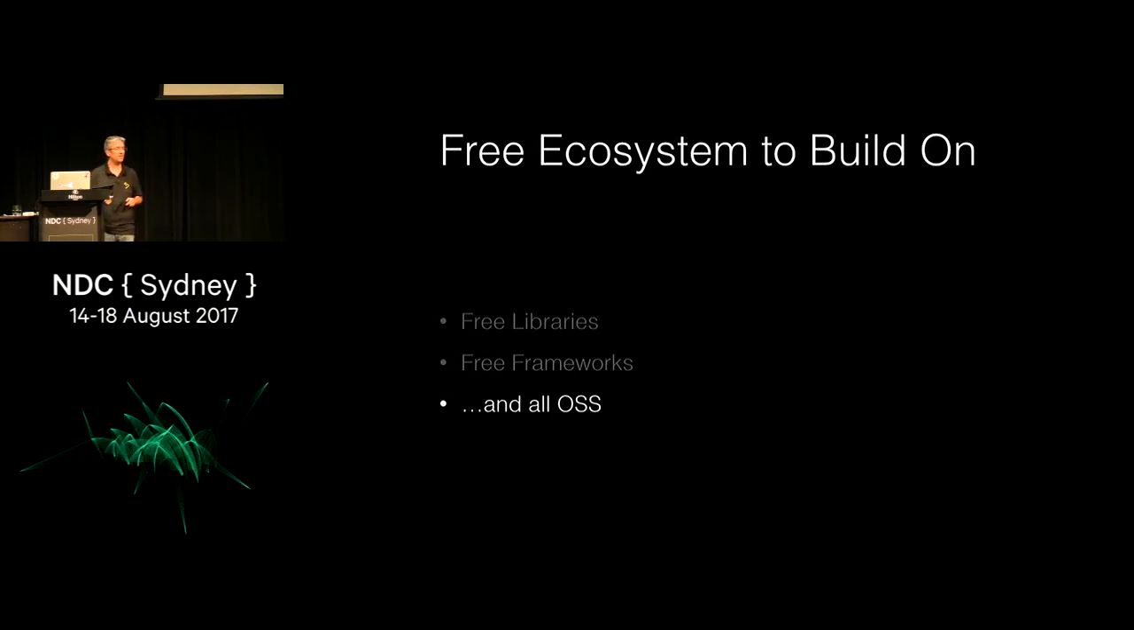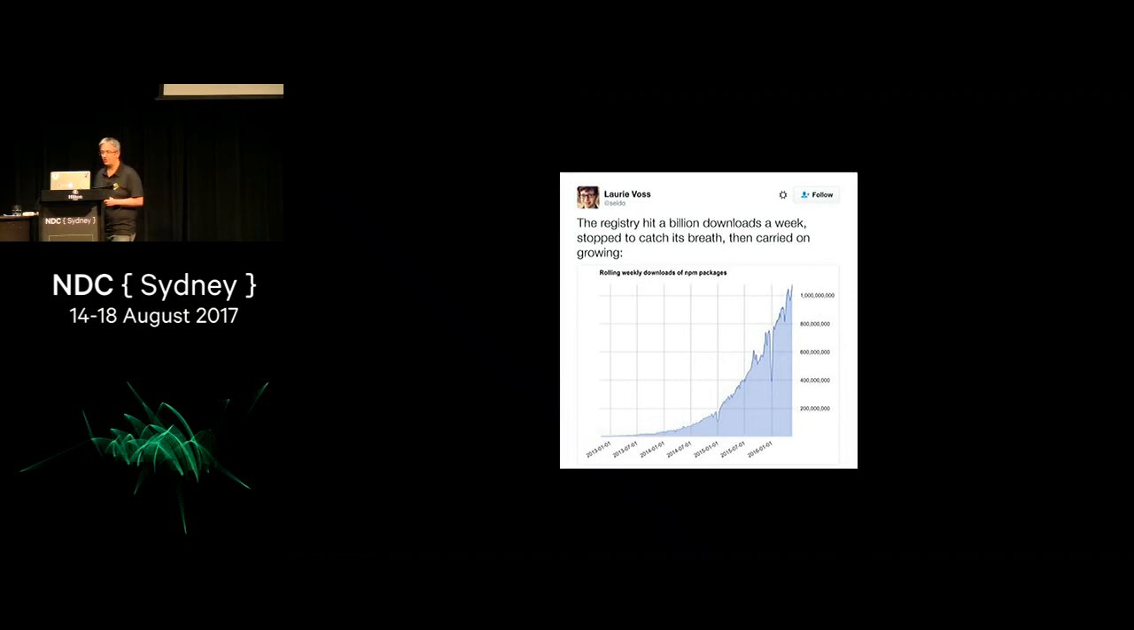In fact, how many of you are familiar here with JavaScript? And how many of you have to work with JavaScript? My condolences. I'm sure you all are familiar with NPM, which is the Node Package Manager. And the registry hit 1 billion downloads a week and stopped to catch its breath, then carried on growing. Now, you think about that for a moment. There is a registry somewhere out there that has no SLA, that has absolutely no guarantees, and is hitting 1 billion downloads a week. And it is providing packages for people running mission-critical software, right?